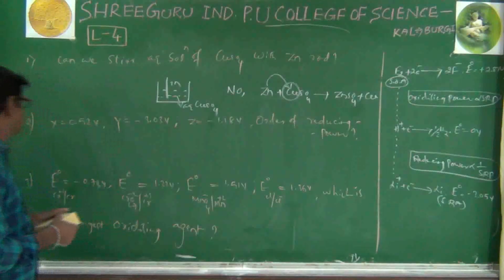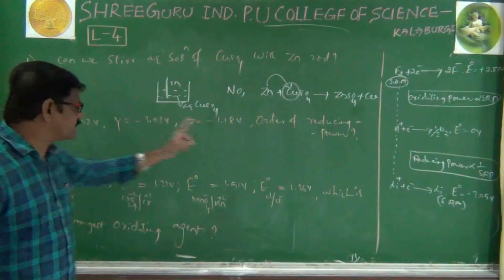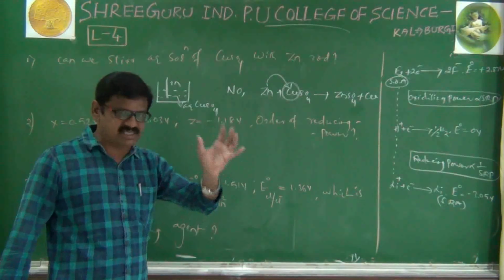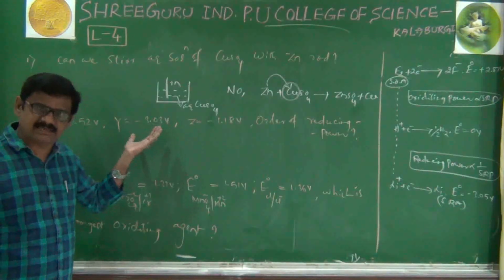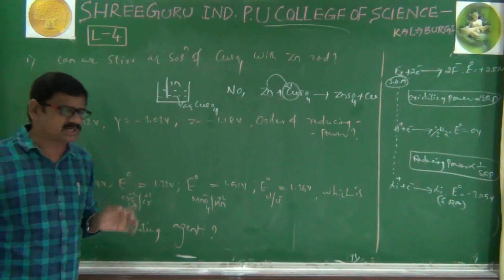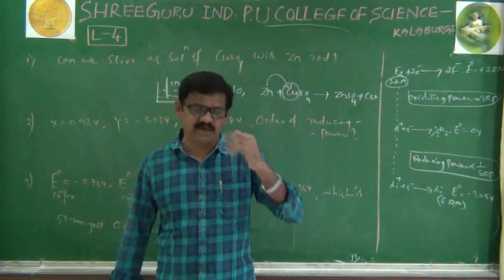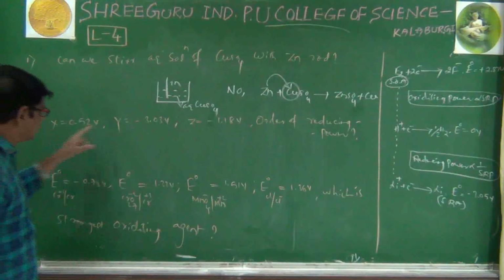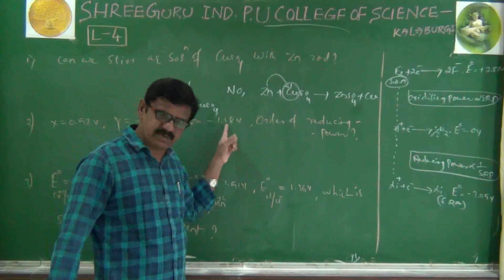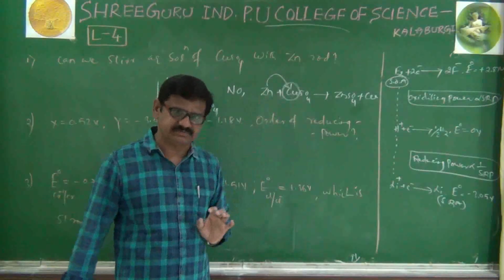And the second question. Here X value, Y value, Z value: the standard reduction potentials of three different electrodes are given. Where the word SRP is given, or in electrochemistry when neither SRP nor SOP is mentioned, we have to assume it as SRP only. Here the SRP of X, Y, as well as Z is given, and the question asks for the order of reducing power.